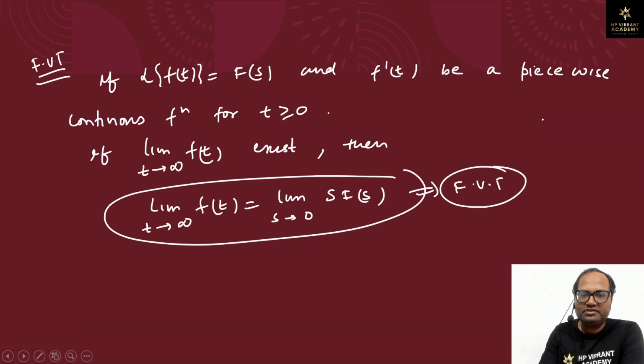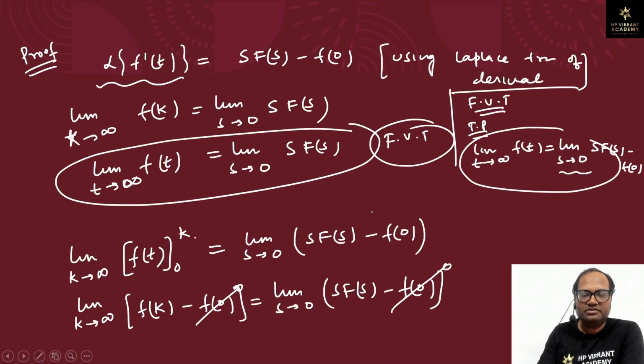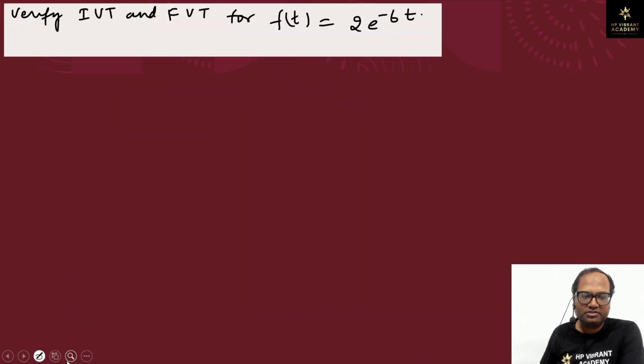Okay, so let us verify this. So this is nothing but limit t tends to infinity f of t is equal to limit s tends to 0 sF(s). So this we have proved. Okay, now let us discuss the problems based on this.